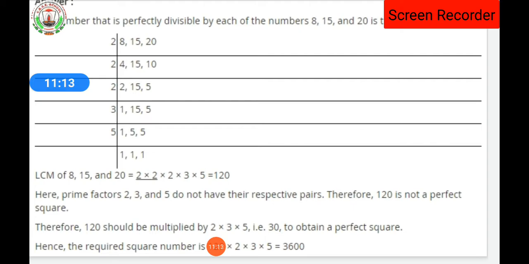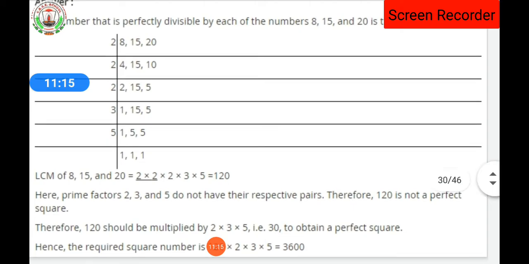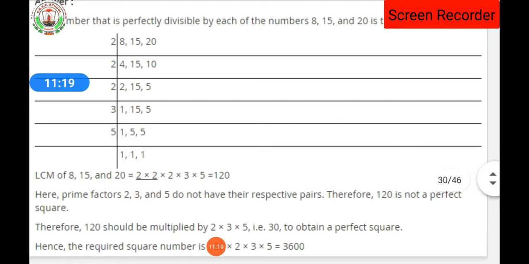So dear students, here our exercise 6.3 is completed. Hope you people understood exercise 6.3. Moving toward the next exercise, that is exercise 6.4.